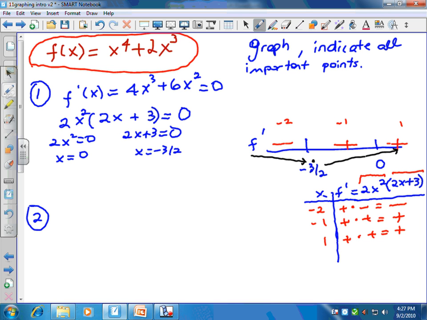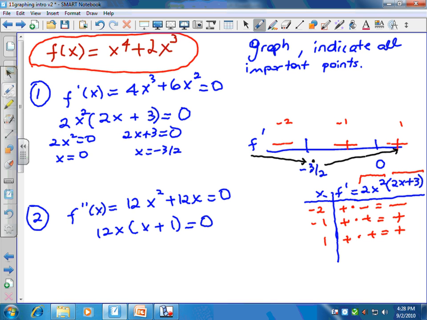Second derivative, right? So you do an f double prime of x, because now we're trying to get information about concavity. So take the first derivative and differentiate it one more time. And once again, set it equal to 0 to try to find potential inflection points. So this time I'm going to take out a 12x and solve for x. So we get 12x is 0. You can divide both sides by 12, and that means x is 0, or x is -1.